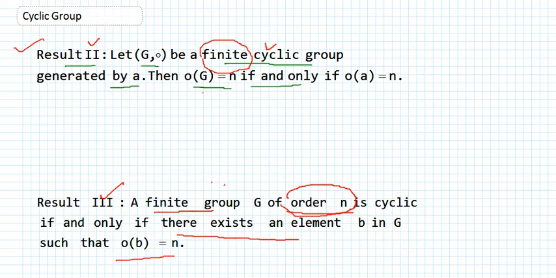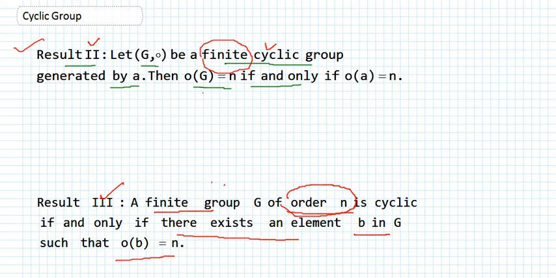Then it says that G is cyclic if and only if, so we can say that G is a cyclic group if we can find an element B in the group such that the order of B is equal to n. It's a very strong result. If we can find an element B in the group such that the order of B is equal to the order of the group G, then it is definitely sure that G is a cyclic group. So it is very important. Let me write it down for you.